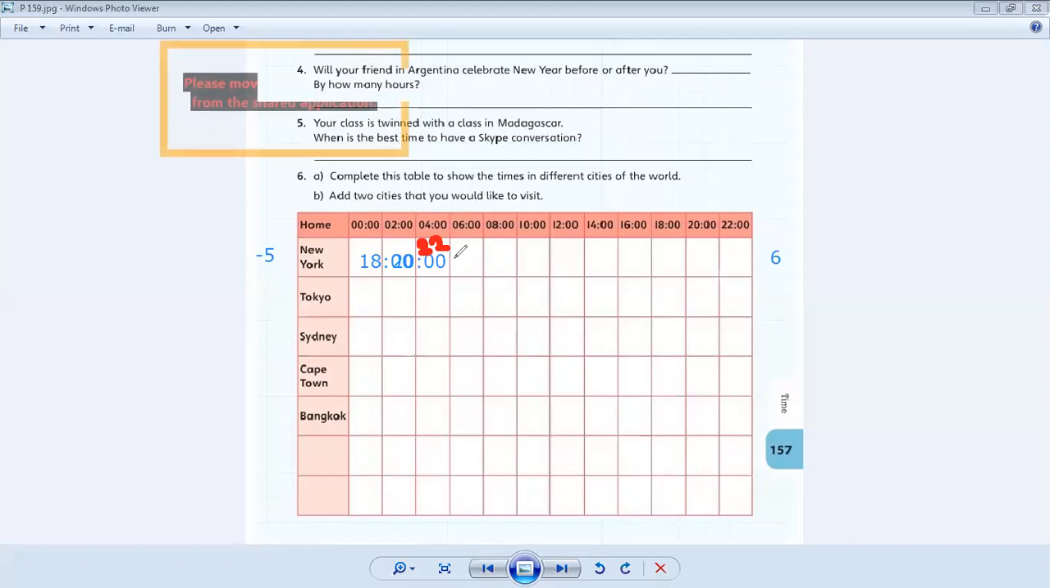Yes, that's right. Okay, this means you understood this exercise, this activity. Okay, 00. And if it's 8 o'clock in the morning, 8 a.m., what is the time in New York? 00 plus 2, 2 hours, just 2. 2 a.m. at night. Okay? Yes.